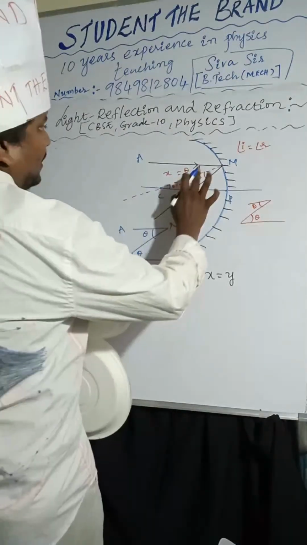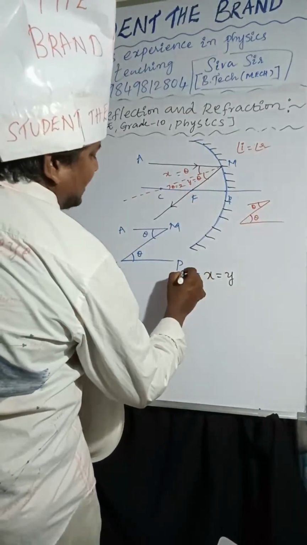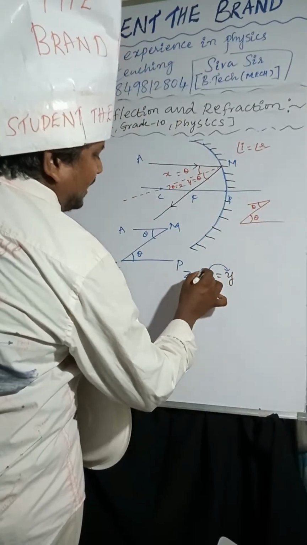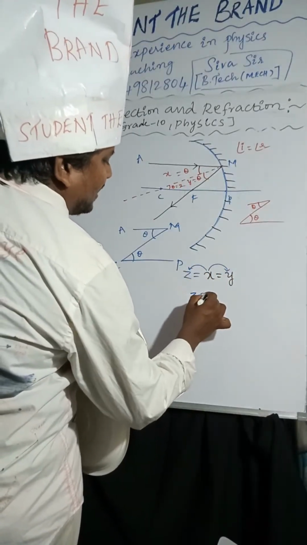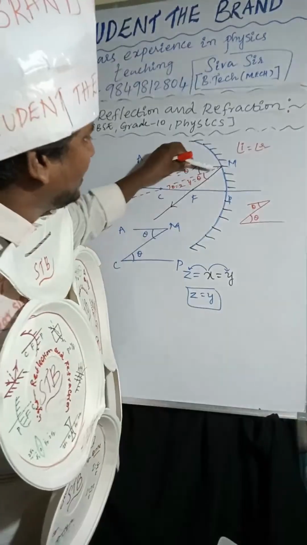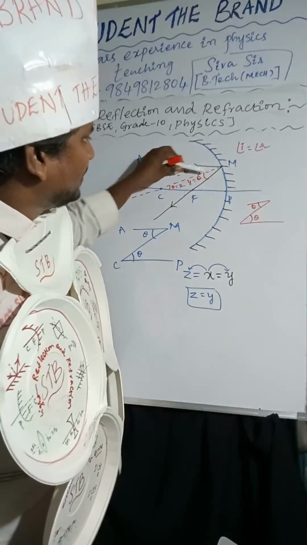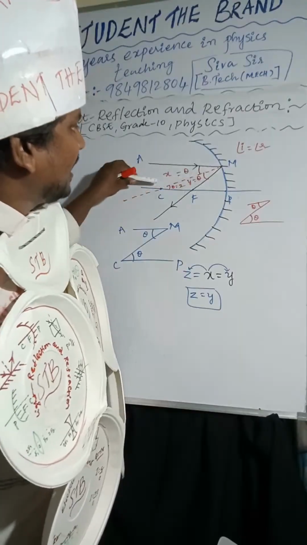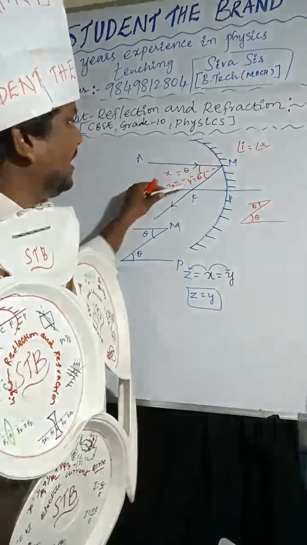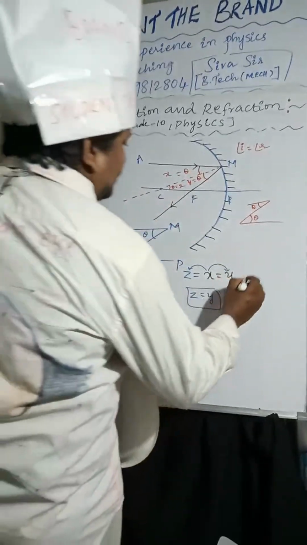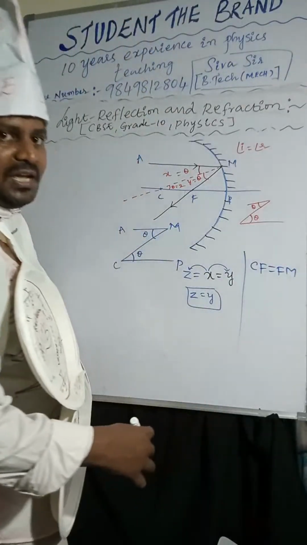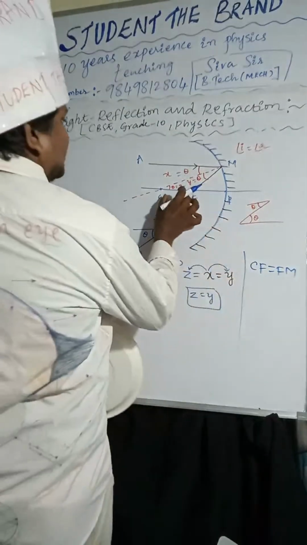Now x and z are equal, and x equals y, so z equals y. That means in this triangle two angles are equal, which is called an isosceles triangle. So CF equals FM. This side is equal to this side.